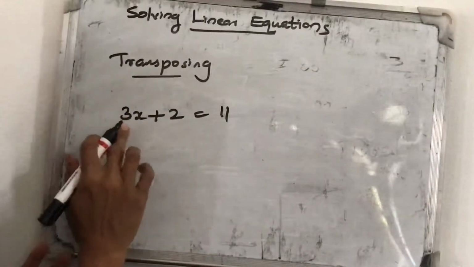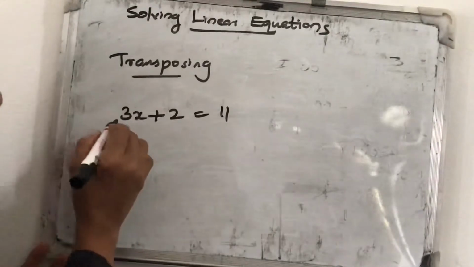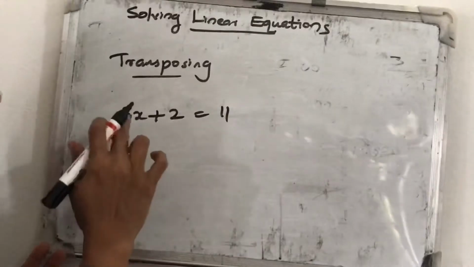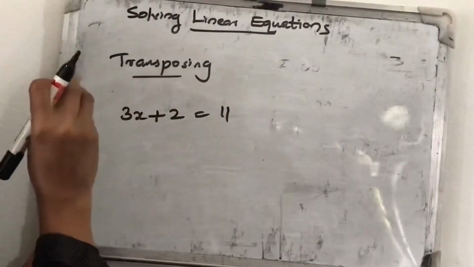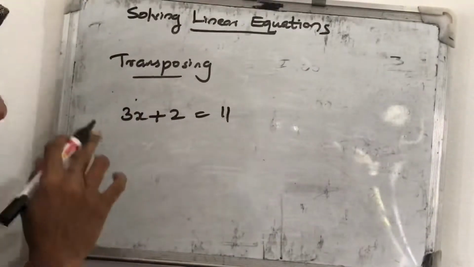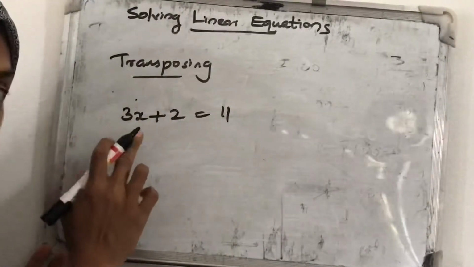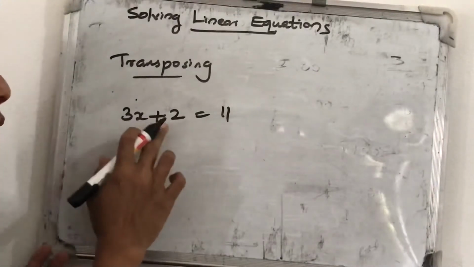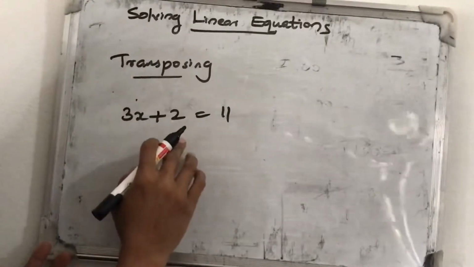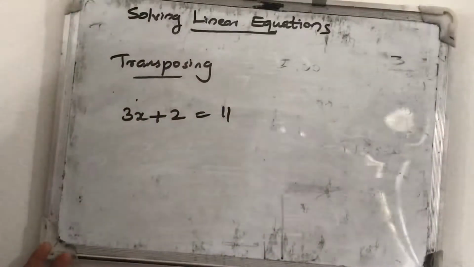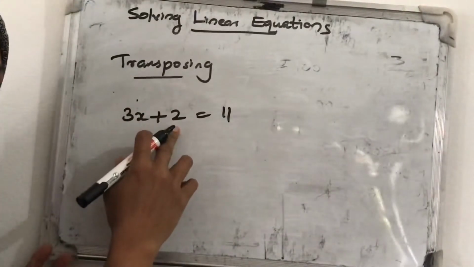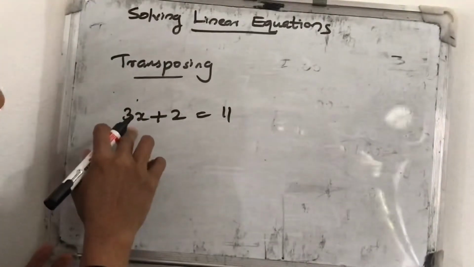So here two terms are there. The first term is 3x, the second term is the constant term 2. In this case, first we want to transpose the terms other than the variable. Which is the term other than the variable? In the first term there is one variable x, and that stays here. The next term is the constant term. So first we transpose the constant term to the right hand side. Here 2 is added with this 3x.